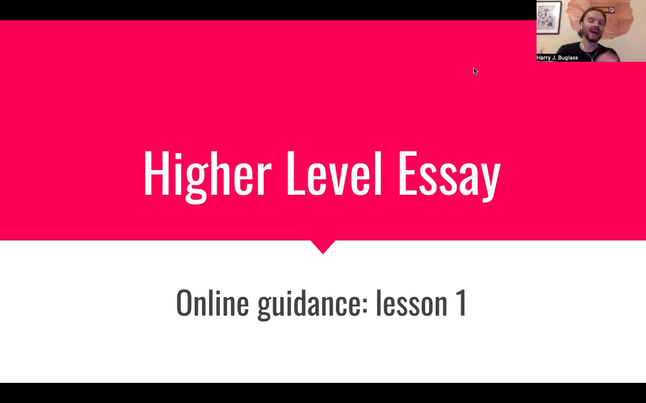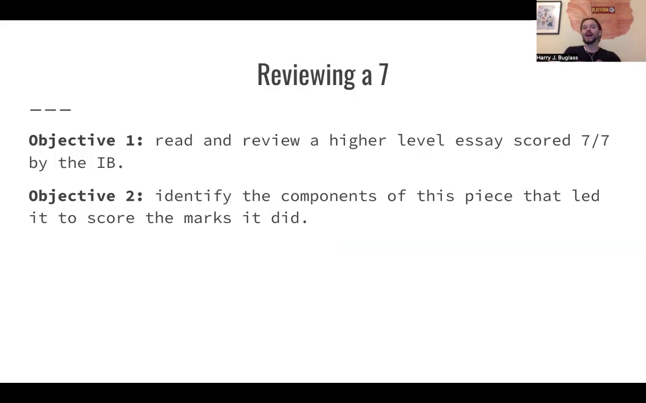Welcome to the higher level essay online guidance lesson number 1. Today, we are going to be reviewing A7, an essay written at IPS last year, scored by the IB as 7 out of 7. So, your job, objective number 1, is to spend this lesson reading and reviewing a higher level essay scored at 7 out of 7 by the IB. Notice it's not just read, it's review.